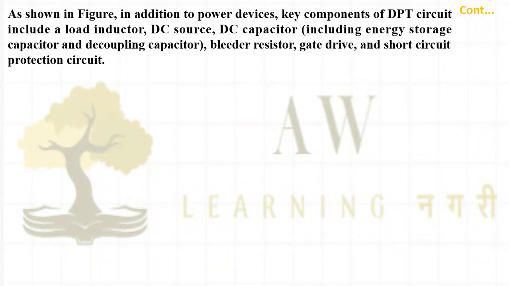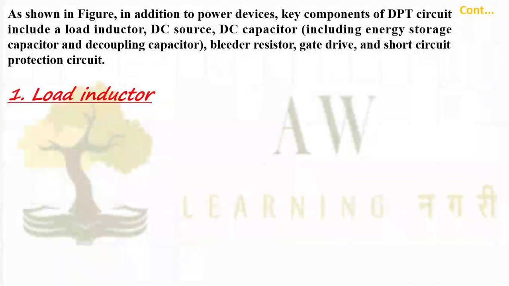So the first is as shown in the above figure. In addition to the power devices, the key components of the double pulse circuit include the load inductor, DC source, DC capacitance, including the energy storage capacitance and the decoupling capacitor. What is the importance of these two capacitances we will see. Then bleeder resistance, gate driver and short circuit protection, all these things are there, right? So we will start first with the load inductor. How to choose the value of load inductor and all that we will see.